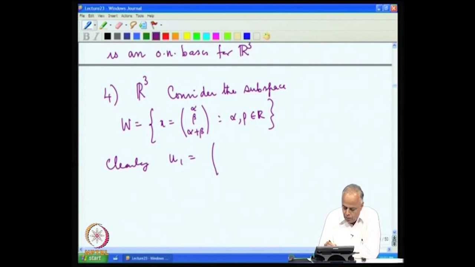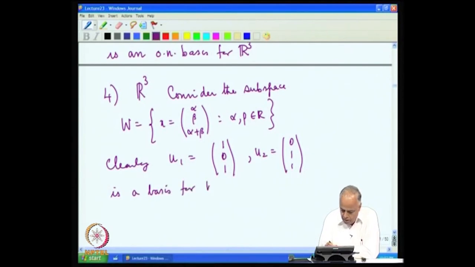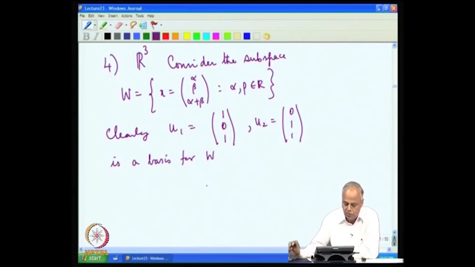Clearly, U1 equal to (1, 0, 1) and U2 equal to (0, 1, 1) is a basis for W, because these two vectors belong to W and they are linearly independent, and every vector in W is a linear combination of these vectors. So, all the conditions required for a basis are satisfied.